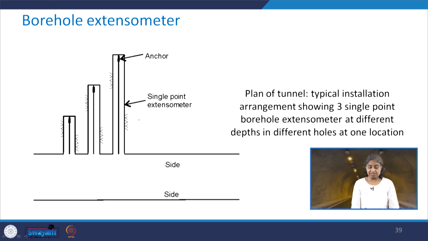Take a look here, these are the single point extensometers and this is the plan of the tunnel. At this location 3 single point extensometers are installed, and you can see how these extensometers are anchored into the drill hole. Having the measuring device, you can then determine the relative displacement between the 2 points, to give you the idea about the deformation or the extent of the loosened rock mass.